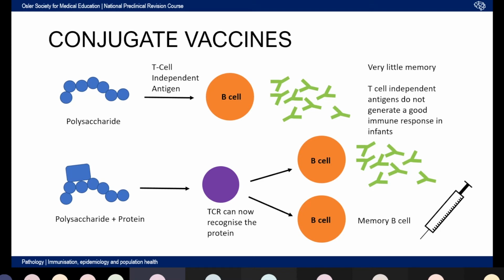But if you conjugate or add a protein, the T cell can now recognize this complex, and so you get a T cell dependent immune response, which is like your classic immune response, with T cell help, and then B cells producing antibodies, and then memory B cells, and again, it's much better in infants. So these have been really useful in targeting pathogens like Haemophilus, which previously the vaccines just weren't very useful at all, especially in infants.